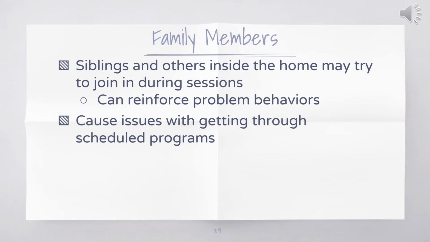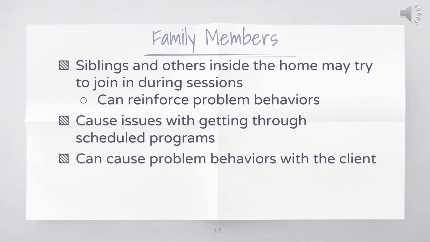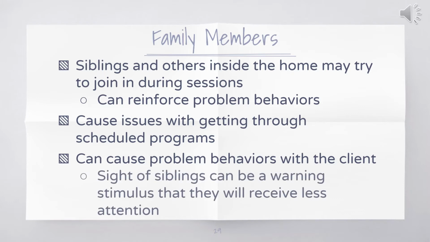Having family members constantly around or interrupting can cause problem behaviors with the client. For example, the sight of siblings can be a warning stimulus that the client will be receiving less attention, because that attention will then be given to the sibling. So a client may engage in problem behaviors to receive more attention when a sibling comes near. Now we will be watching 2 clips and then compare and contrast the 2.